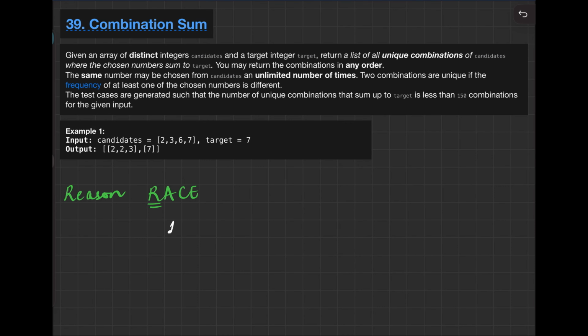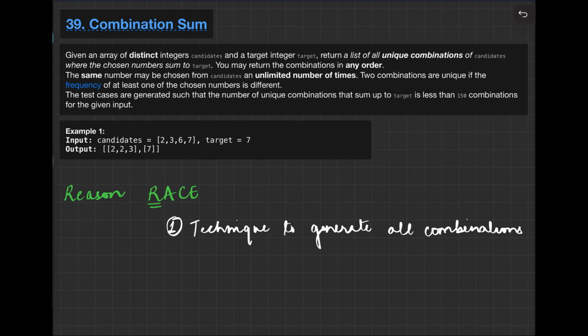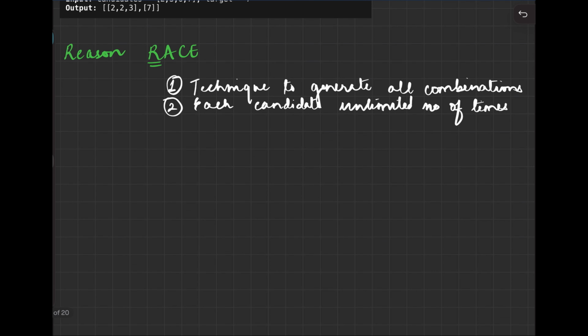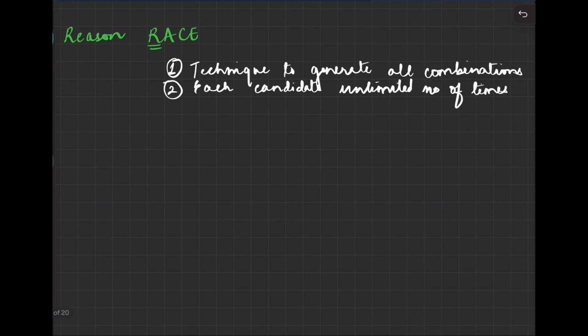Let's continue reasoning and quickly note down two observations about this question. The first observation is very obvious. We have to generate all combinations. So we'll need a technique to generate all combinations. So let's quickly write that down. The second observation is also very straightforward. We'll just note that we can use each candidate unlimited number of times. With that, let's start looking at our approach and let's start looking at the technique to generate all combinations.